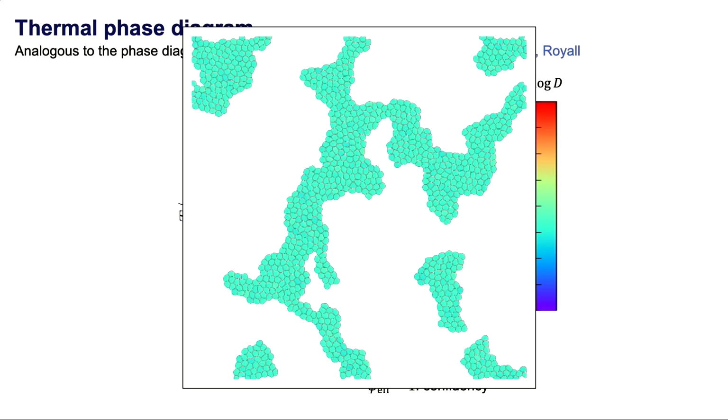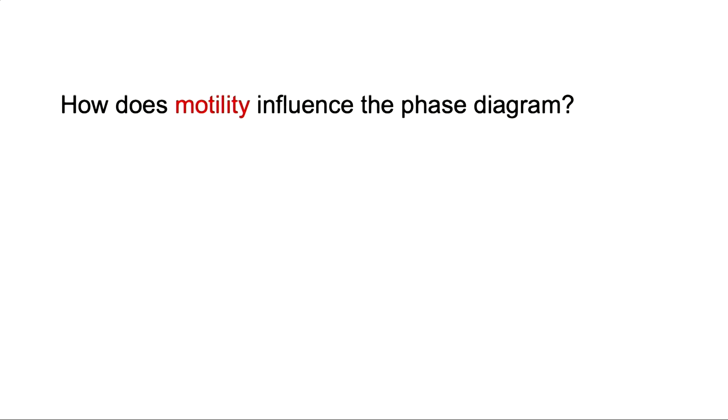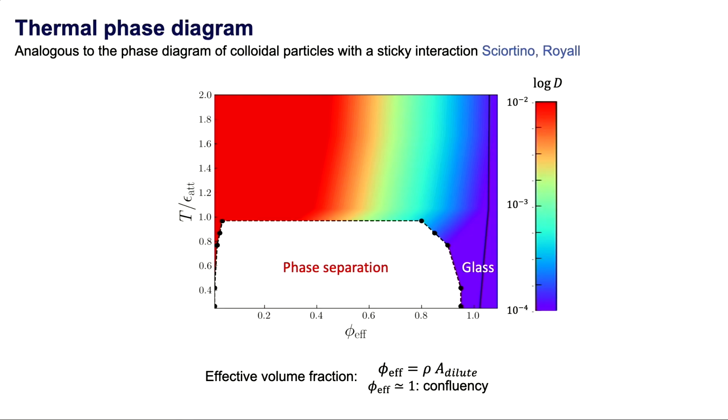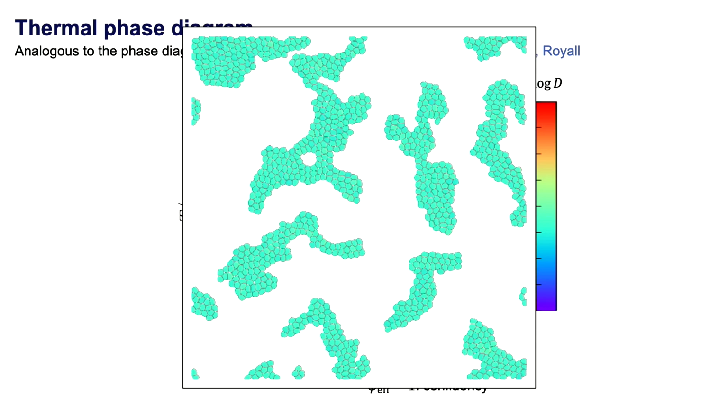Another thing I'd like to notice is that this phase diagram is essentially very similar to the phase diagram that people observe in a system of hard colloidal particles with sticky interaction. There are some minor differences I'm going to discuss, but it's very similar. So the main message is that the softness is not really inducing a new physics, at least from this point of view.